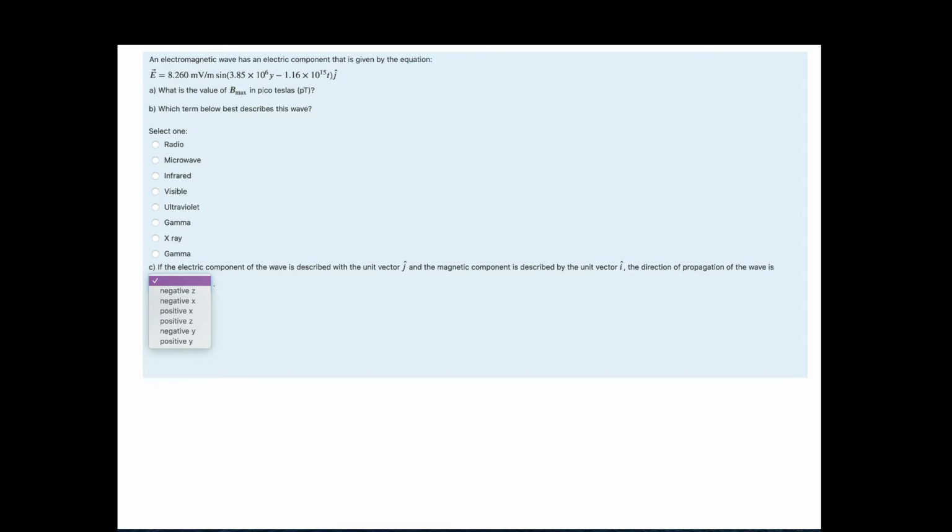Okay, so for this next question, we have an EM wave that has an electric component given by this equation: E equals 8.26 millivolts per meter times sine of (3.85 times 10 to the 6 y minus 1.16 times 10 to the 15 t). Part A, what is the value of B max in picoteslas?